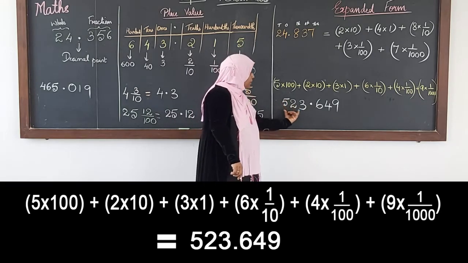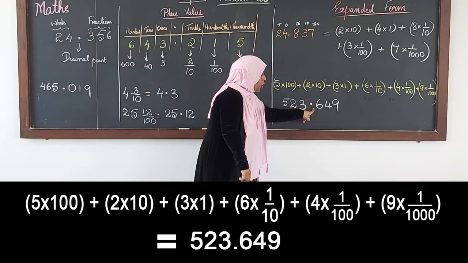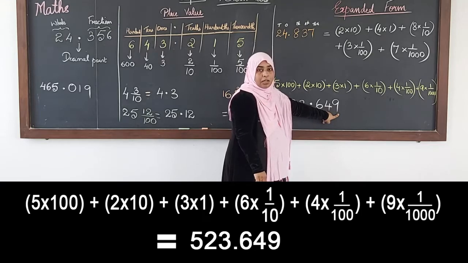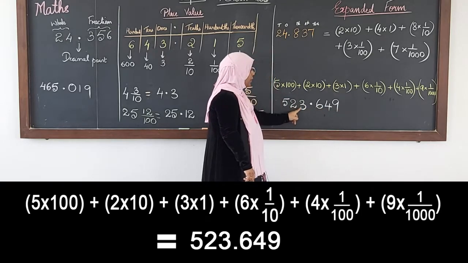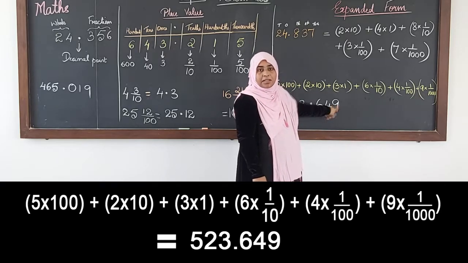Okay, so let's see how we read this number. The whole number that I have got is 523. So it is 523.649. Once again, 523.649. This is how we read this number.